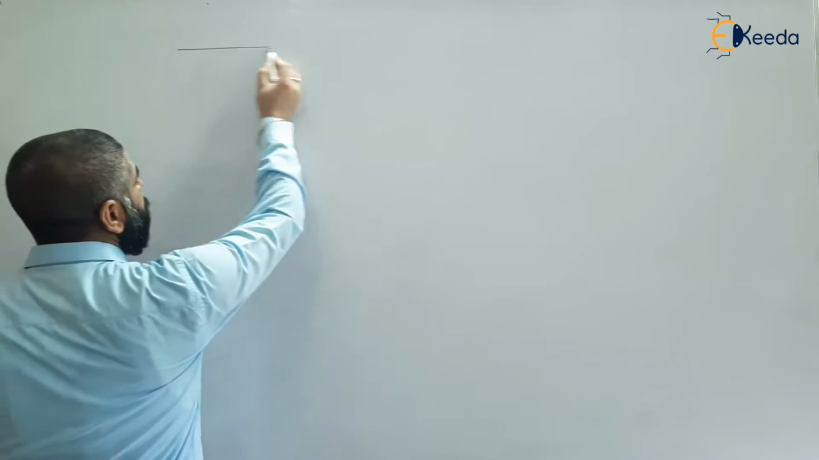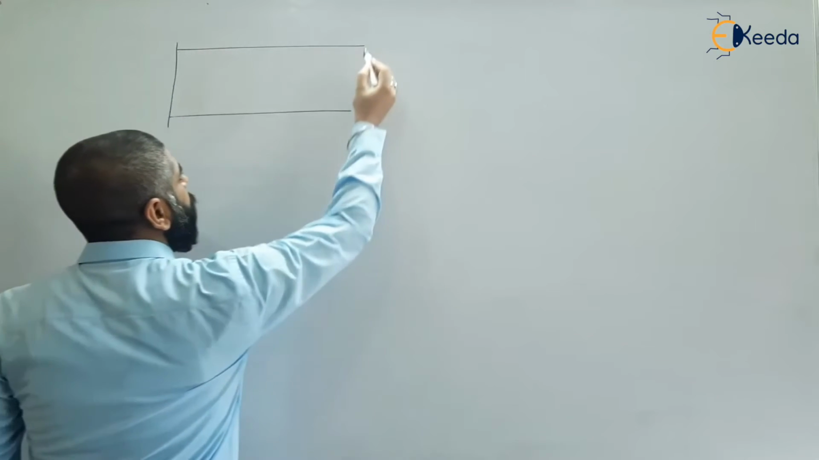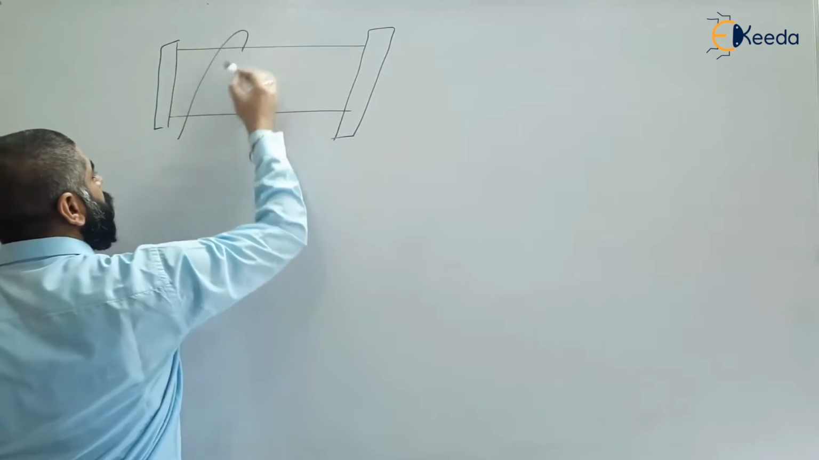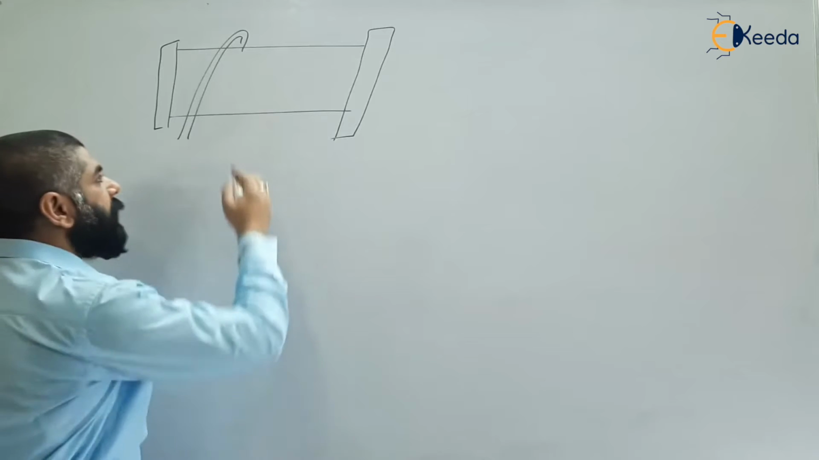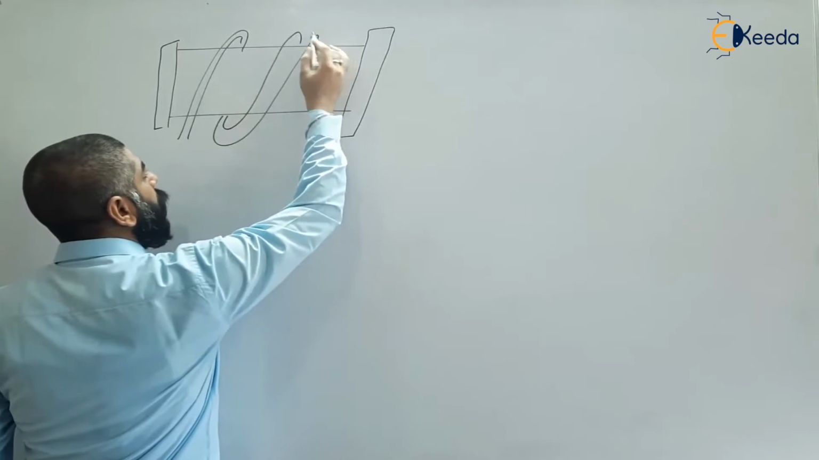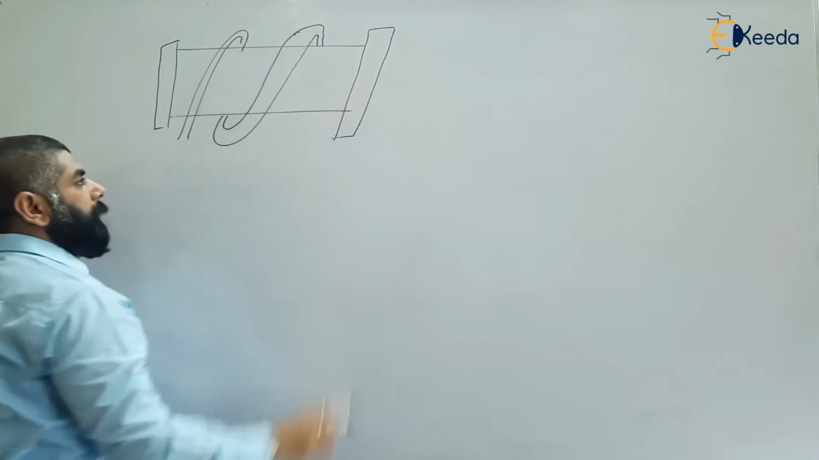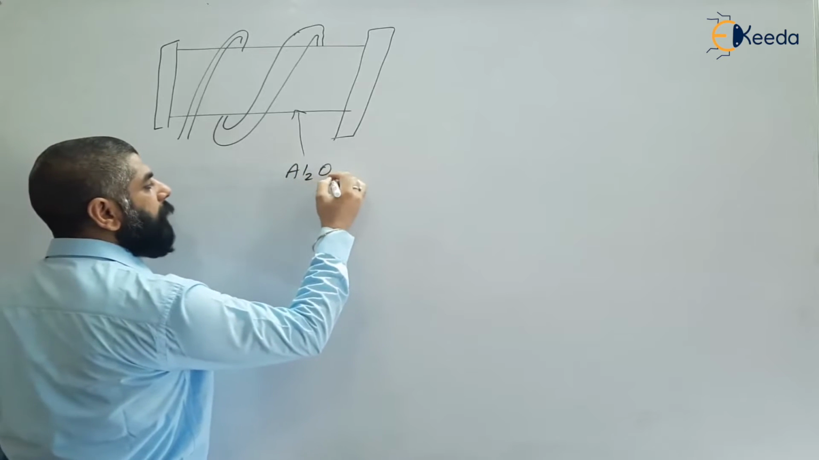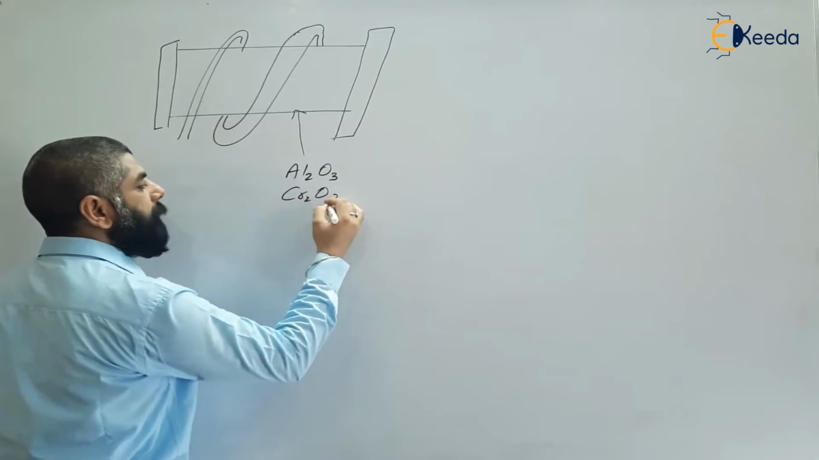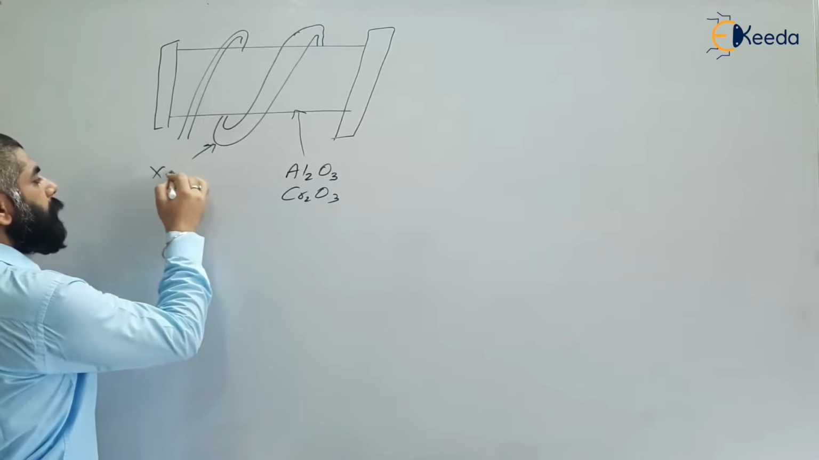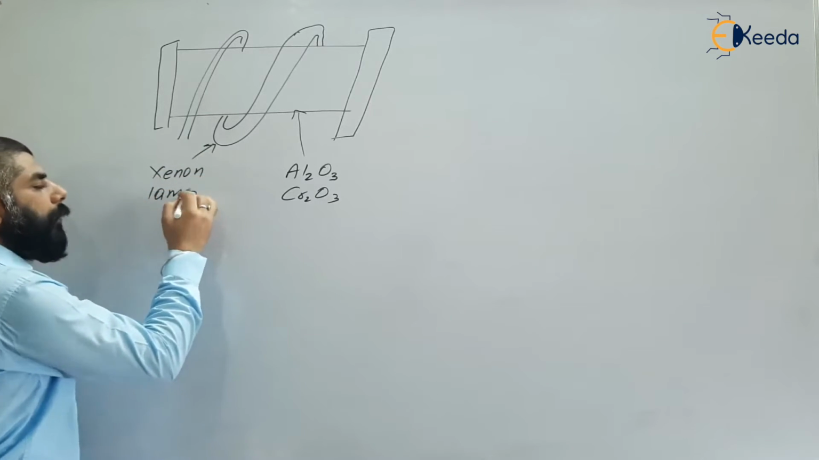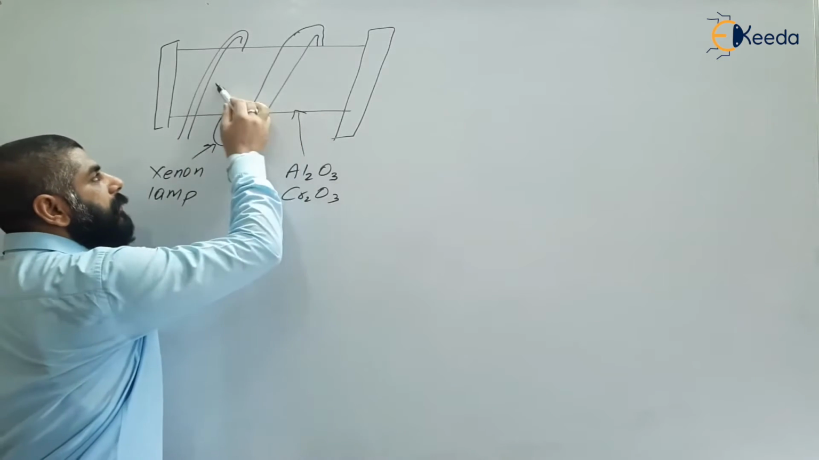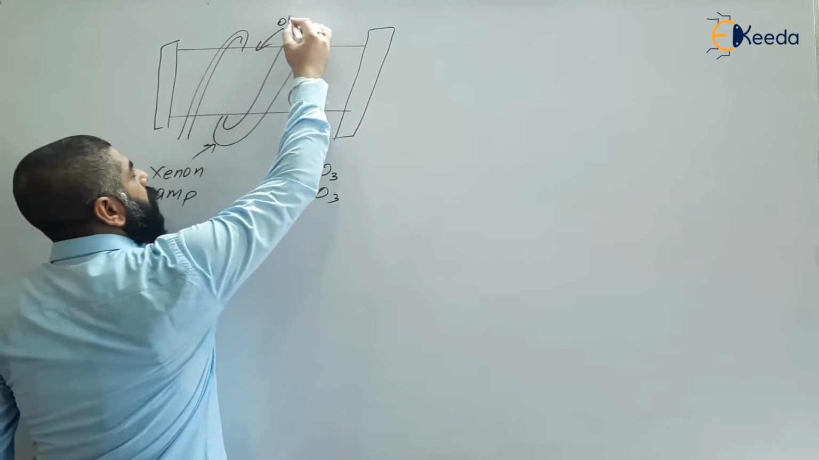If you consider this a ruby laser, you may take any other laser. This is the ruby laser, and this is the xenon lamp to provide optical excitation. This material in the case of a ruby laser is made up of aluminum oxide or chromium oxide. As this will be excited, inside this is called the optical cavity.